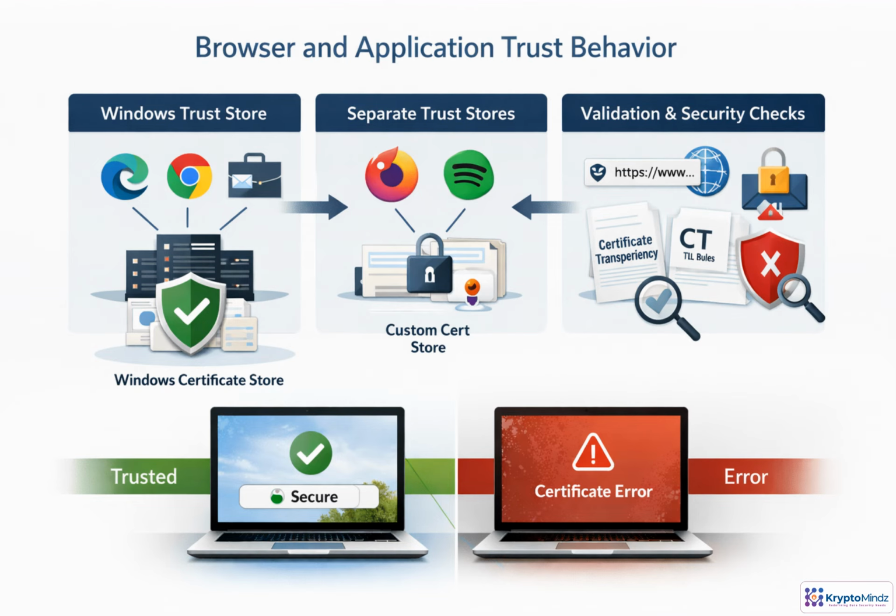Here's the key idea. Trust isn't global, it's per application. Some apps, like Edge and Chrome on Windows, lean entirely on the Windows Certificate Store. If a root is trusted there, those apps are usually satisfied. Others, like certain browsers, Java applications, or custom clients, ship their own trust store and add extra checks. That's why a certificate can look perfect in one tool, but fail loudly in another.